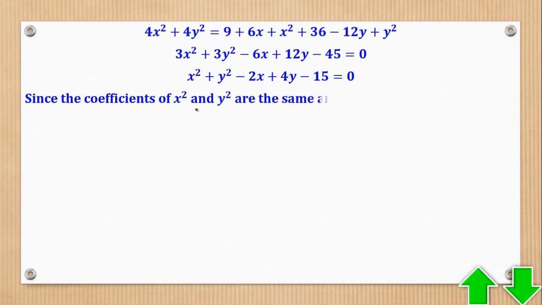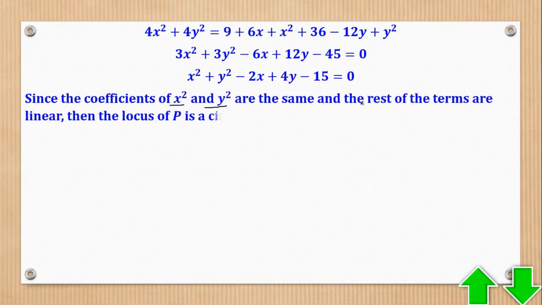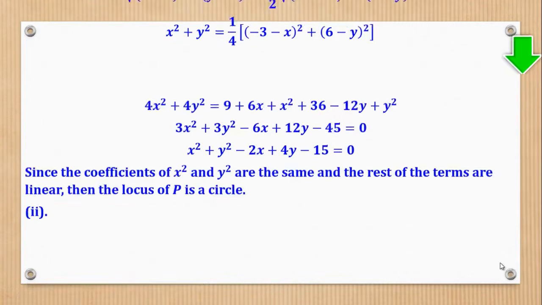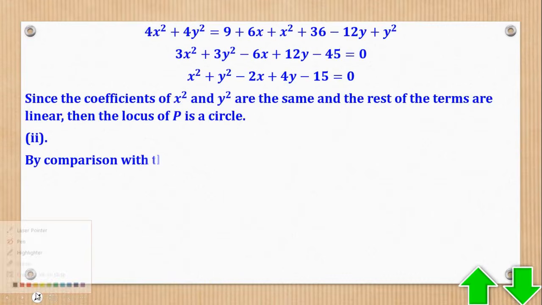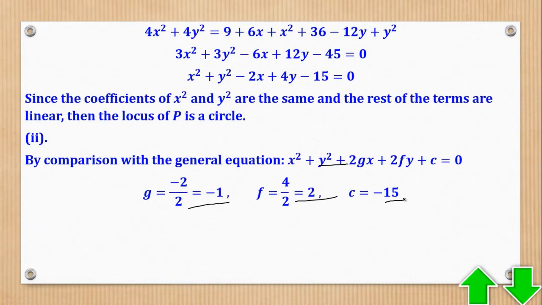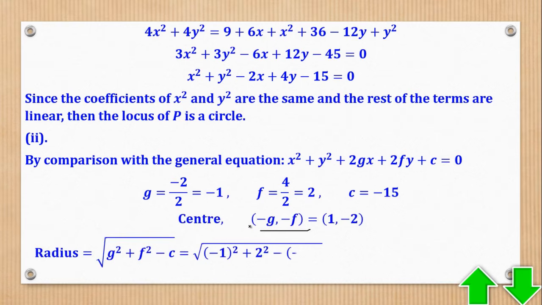Therefore, we have to conclude that since the coefficients of x and y are the same and the rest of the terms are linear, then the locus is a circle. Then now we shall go to Roman 2. Roman 2 says determine the radius and center of the circle. So by comparison with this, G will be that, F will be that, and C will be that. Therefore the center will be this, and the radius will also be that.